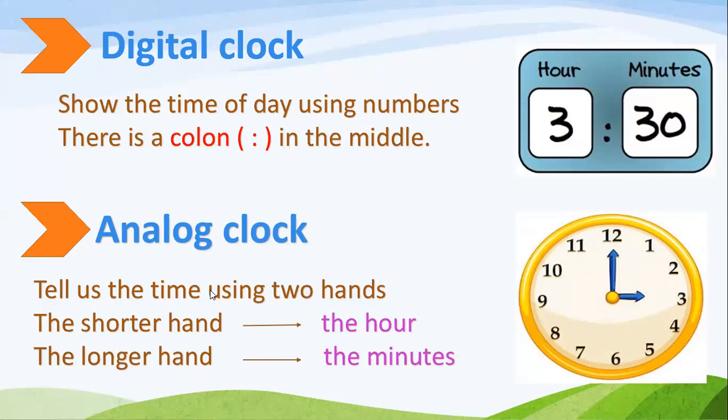Again, we have two forms of clock, digital clock and analog clock. Digital means numbers. Digital clock has two parts. The first part stands for the hours part, while the second part stands for the minutes part, and it has a colon in between. While the analog clock consists of 12 numbers and has two hands, one short and one long. The short hand stands for hours, while the long hand stands for minutes.